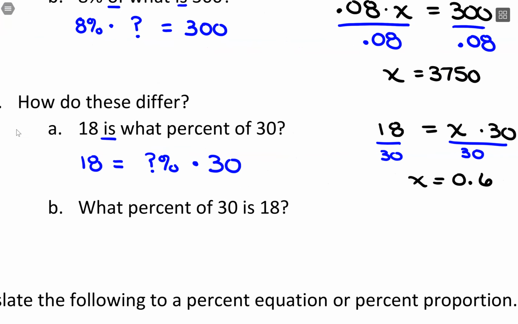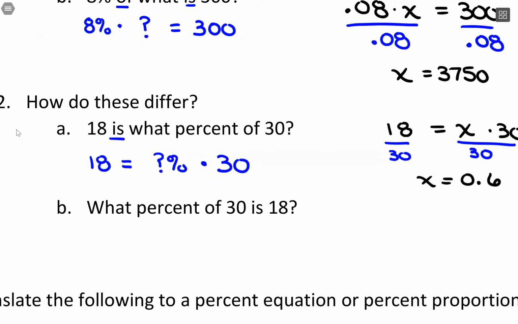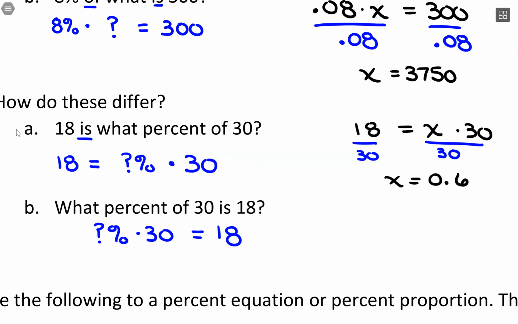So let's see how this differs from this question here. So we're saying what percent of 30 is 18? Now notice this setup here, especially if I change it to the form of x times 30 equals 18, it's the exact same equation as up above there. These are the same.